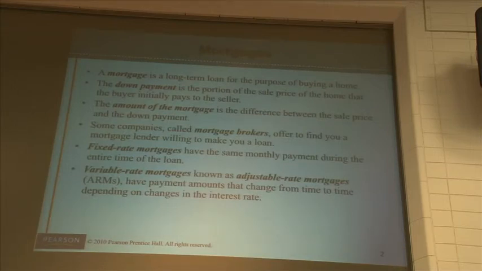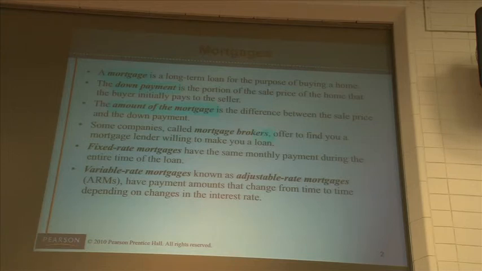Couple things we need to know about first. Terminology. Mortgages. Okay? Mortgage, long-term loan, buying a house. Down payment. Okay? Initial amount you have to pay right before they give you the house. The amount of the mortgage, okay, so how much you're actually financing is the difference between the sale price and the down payment. So how much you're actually buying it for minus the down payment. Whatever's left, that's what you're actually financing.